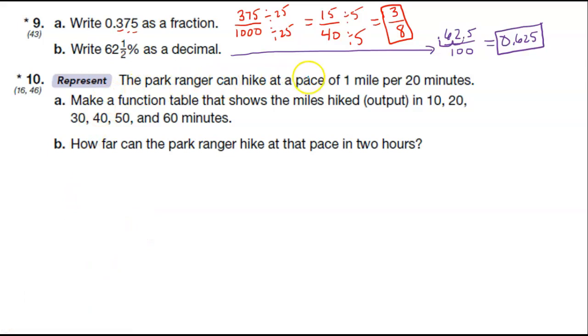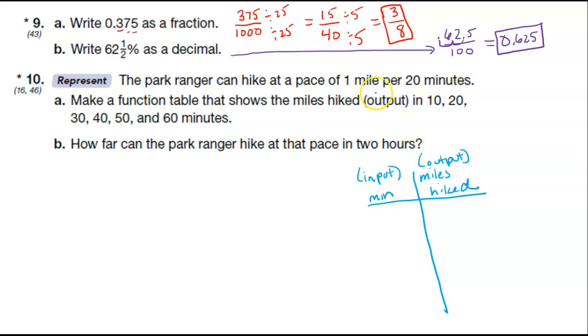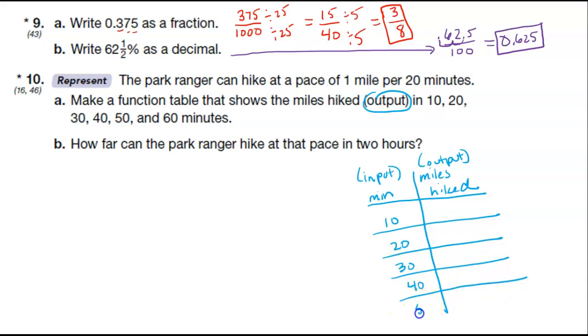All right, the park ranger can hike at a pace of 1 mile per 20 minutes. Make a function table. Okay, so I'll make a function table. It shows miles hiked in minutes. So I have minutes and miles hiked. Okay, so this is my input. This is my output, as it says right here. So I have 10 minutes, 20 minutes, 30, 40, 50, running out of room. I don't know if you can even see this at the very bottom.